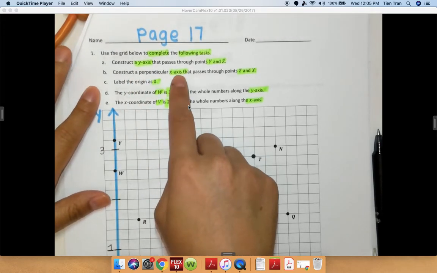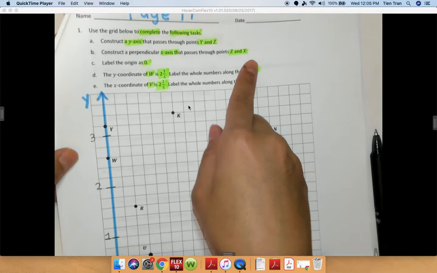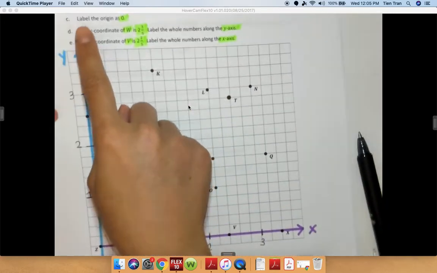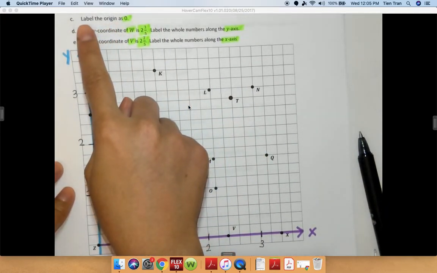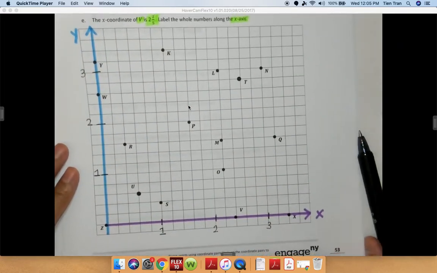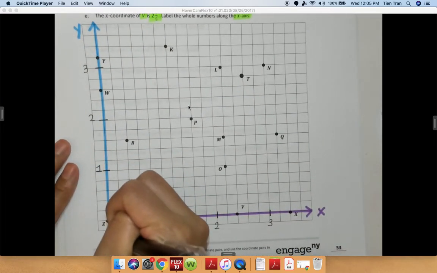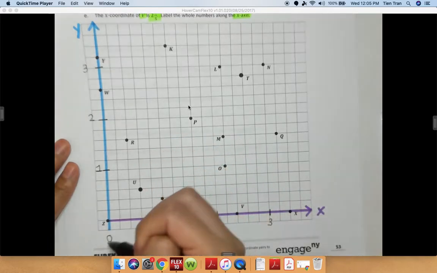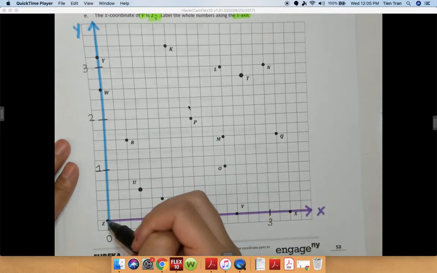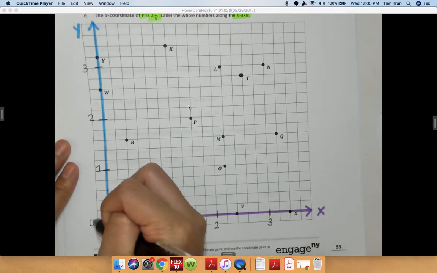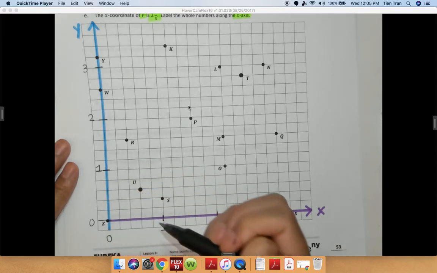I constructed a perpendicular axis that passes through points Z and X, and then lastly, for point C, label the origin as 0. So I'm labeling the origin as 0, and as you can see, it's at the very bottom, and it also counts over here at 0. So Z is 0, 0.